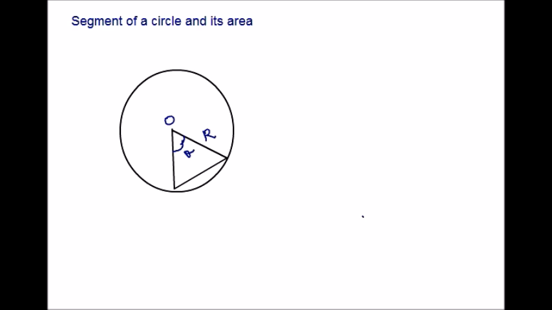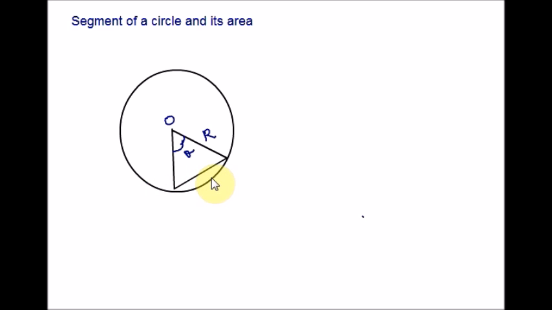The topic that we are going to discuss in today's video is segment of a circle and its area. First, let's see what is the segment of a circle. Segment of a circle is nothing but a region bounded by the chord and a corresponding arc lying between the chord's endpoints. In this figure, this region is called the segment of a circle.